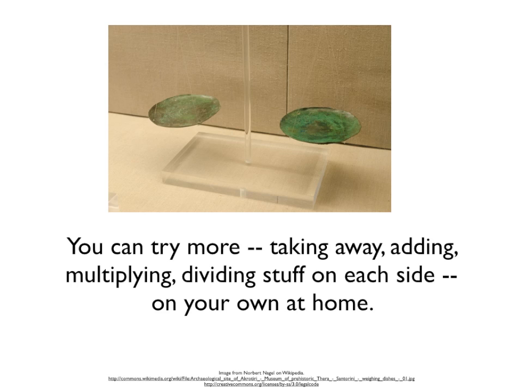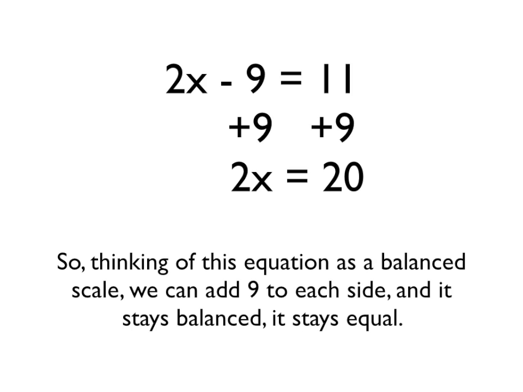And more stuff. If we doubled each side at the same time, the pans would stay balanced. If we took a third of each side at the same time, they'd stay balanced. You can think about more stuff like that. So we think of this as a balance scale. We add 9 to each side. It stays balanced. The two things stay equal.